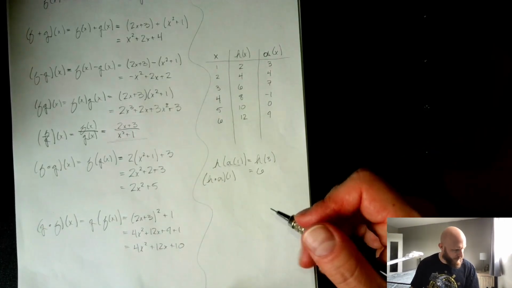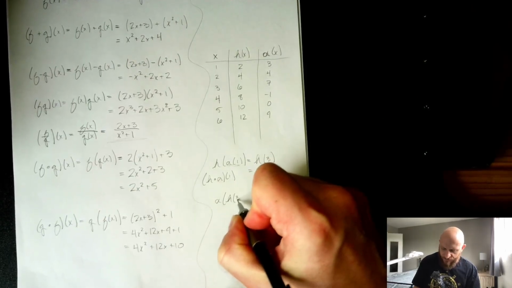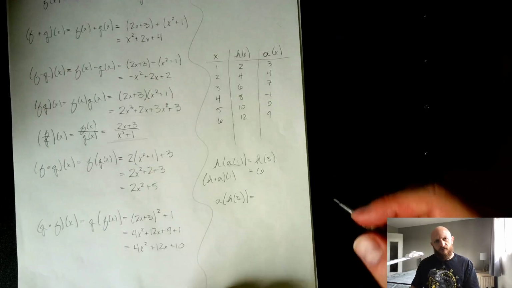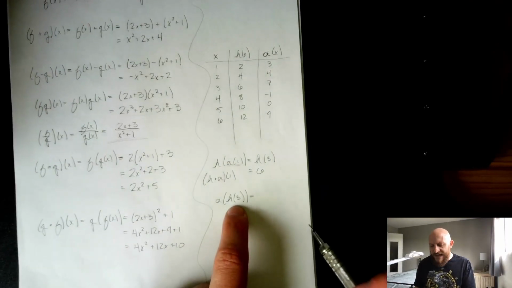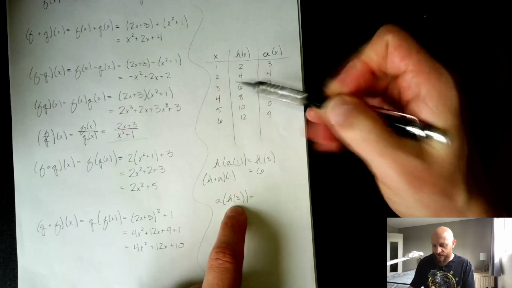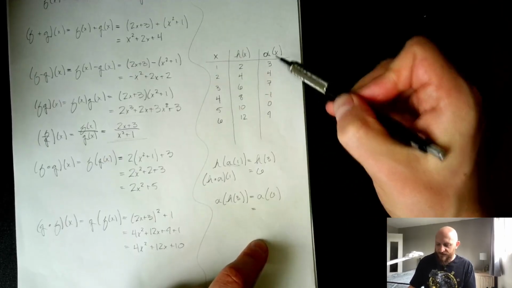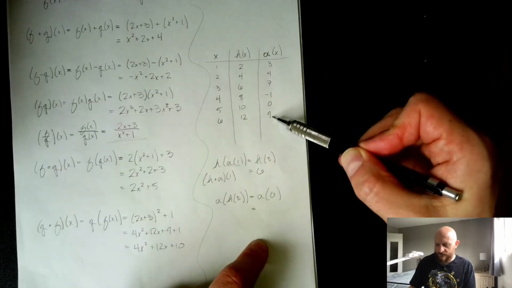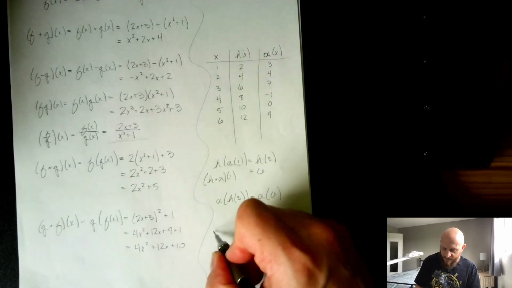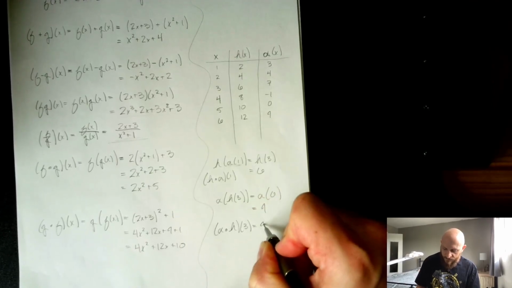Let's see, one more example. Maybe we'll switch it up. We'll do alpha of h of 3. Again, we're working from the inside out. First we need to determine what h of 3 is. If we plug 3 into h, oh right, we just found that. h of 3 is 6. So this becomes alpha of 6. What is alpha of 6? It's 9. Alpha of 6 is 9. So alpha of h of 3 equals 9.